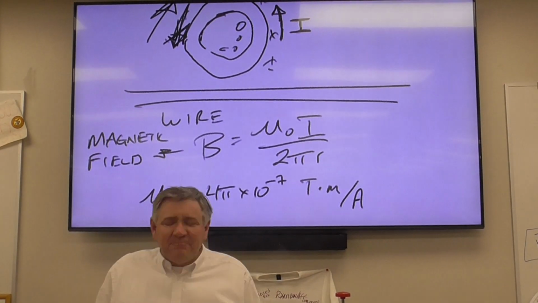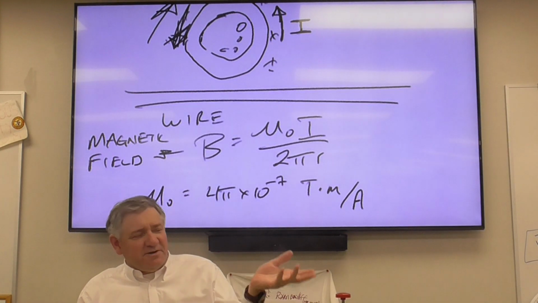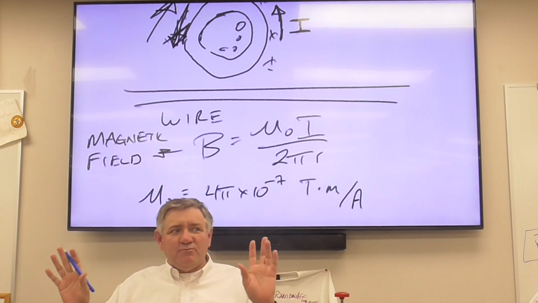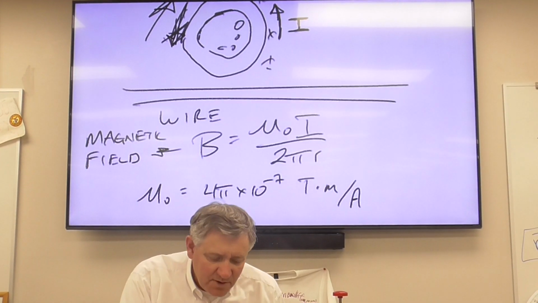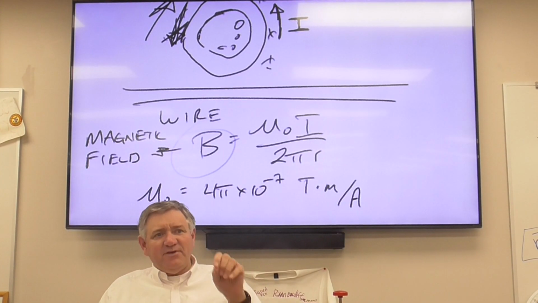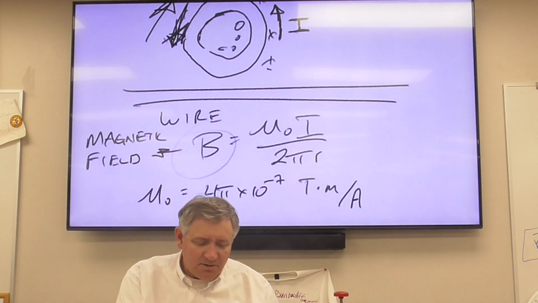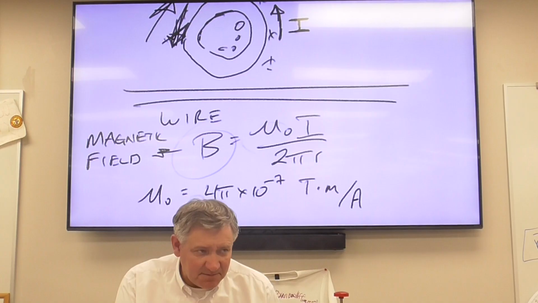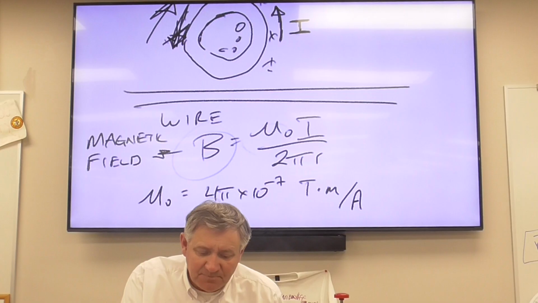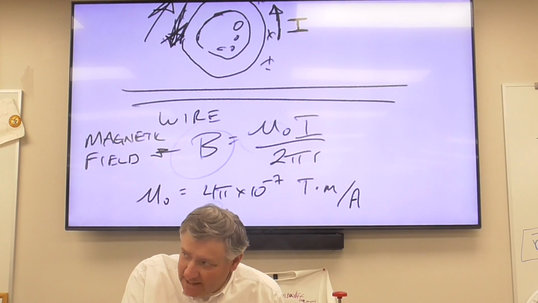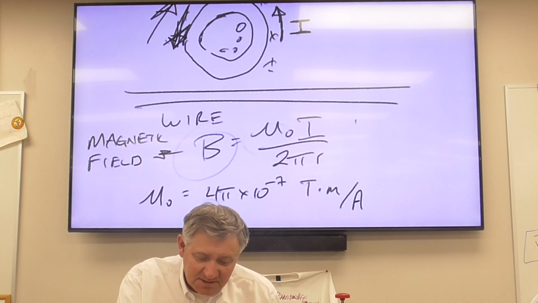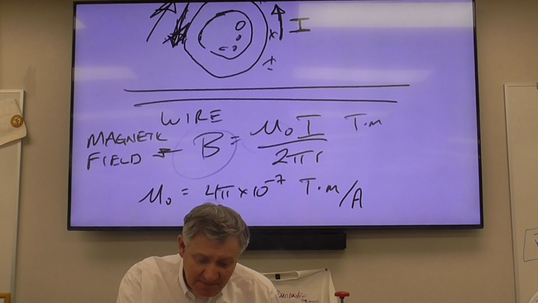So you have mu naught, which is known as the vacuum permeability constant. It has these weird jacked up units, but now they will make sense to you. If you have a wire, what this is giving you is the strength of the magnetic field around the wire. So you've got mu naught, 4 pi times 10 to the minus 7, with units of Tesla meters per amp.